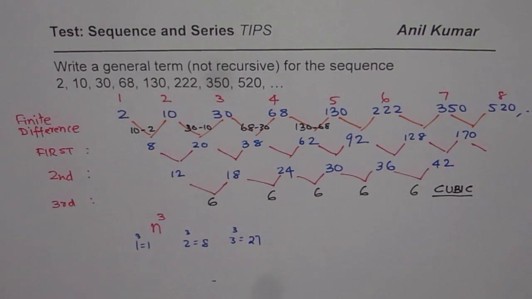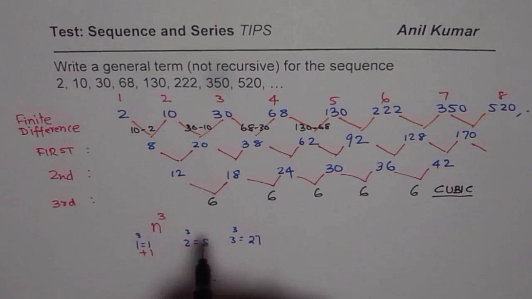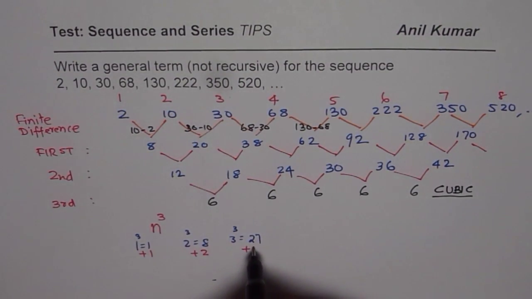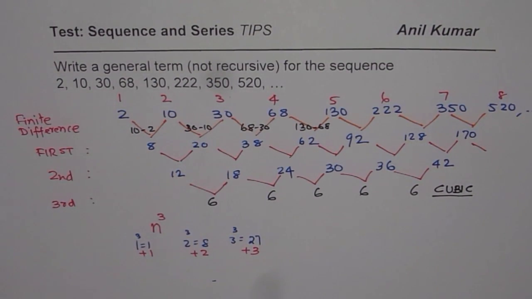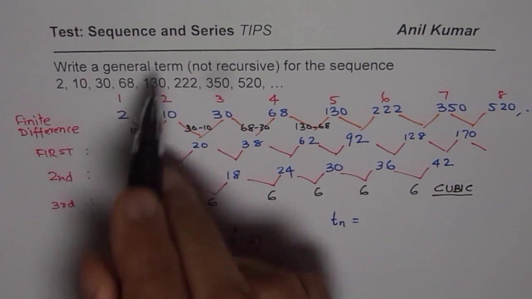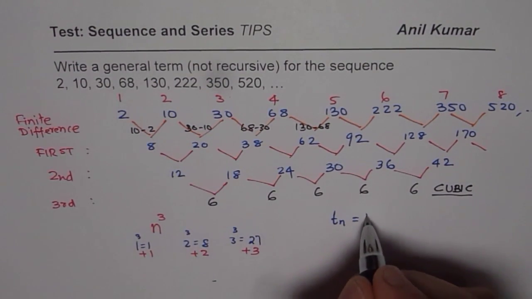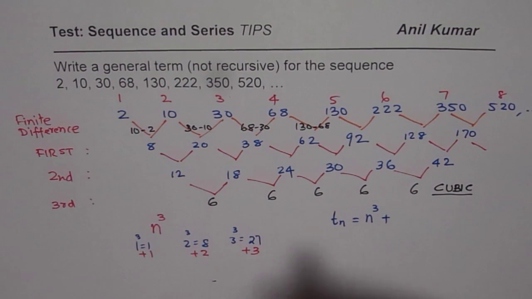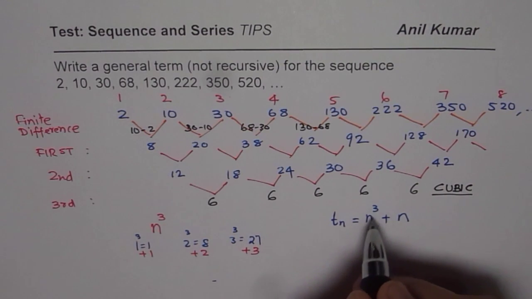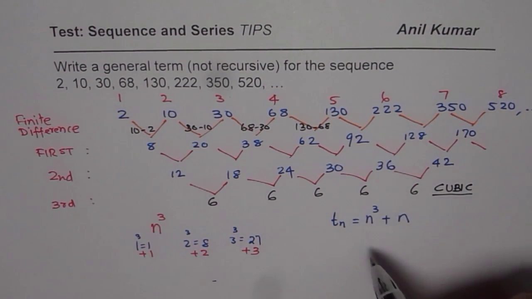But what do we really have? We have 2 here, not 1, which we can get by plus 1. Here we have 10, not 8, which we can get by plus 2. 30, not 27, but plus 3 can work, right? So do you see a pattern? Yes, we do. So the general term Tn could be n cube plus n. So n cube plus n. Let us check, does it really work?